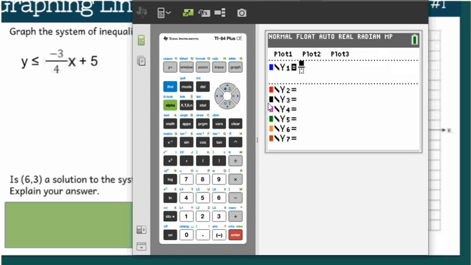This opens up a fraction bar, and we are going to type negative 3 on the top. We're going to arrow down to the denominator and input 4. And then we are going to arrow out of the fraction. Now we're back on the main line. So we type in x plus 5. We can take a look at our graph to see what our line should look like.